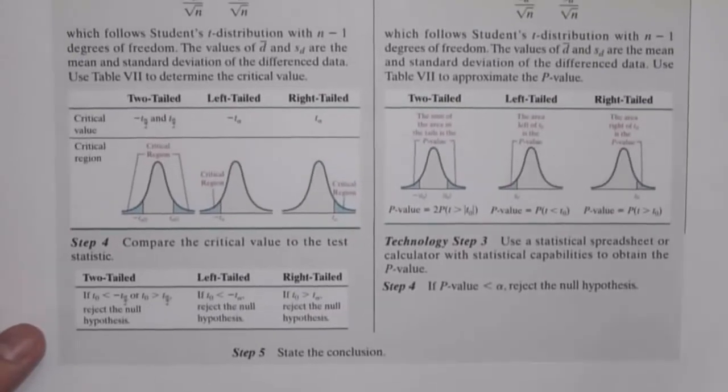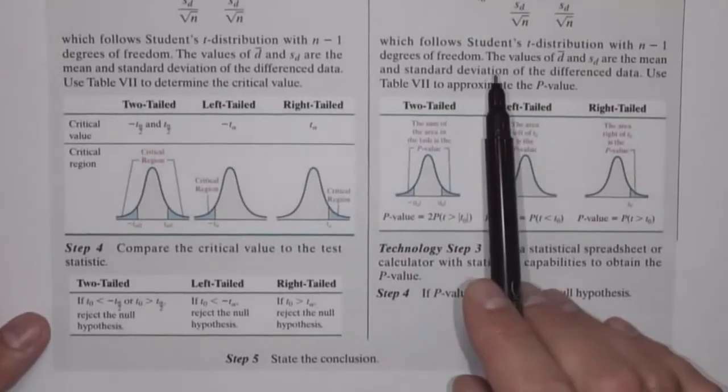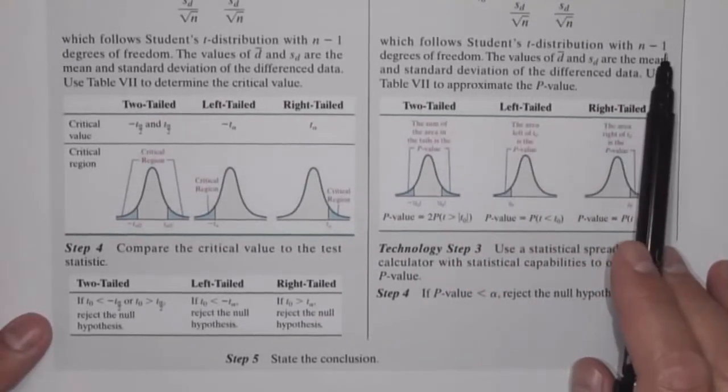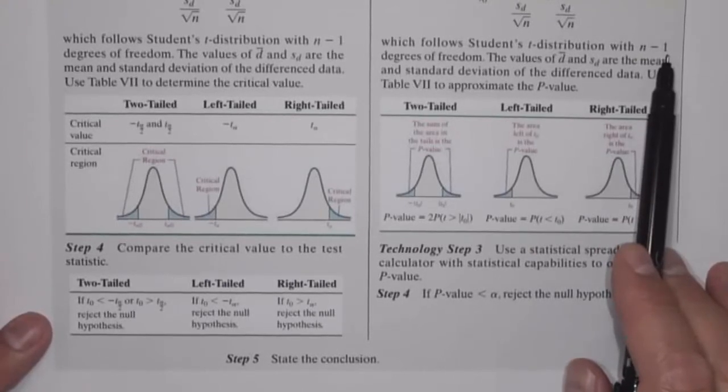Now, if we're using the p-value approach, again, we're following a student's t-distribution with n-1 degrees of freedom.